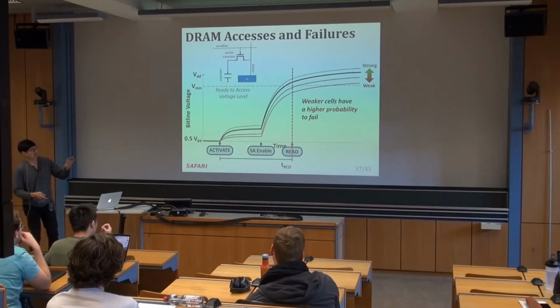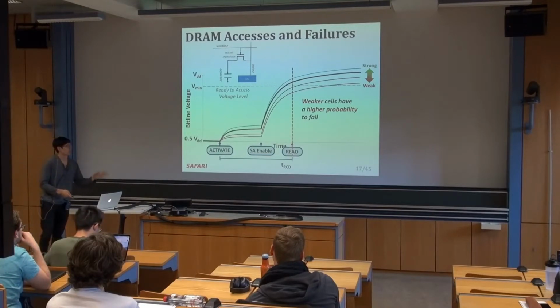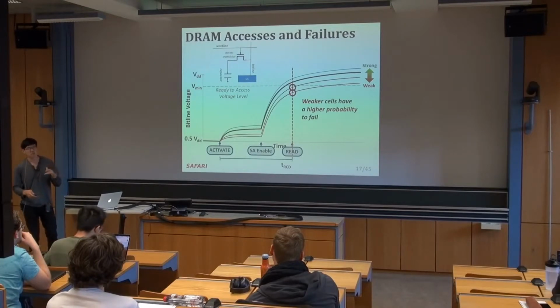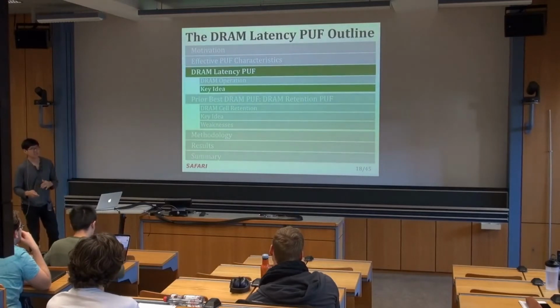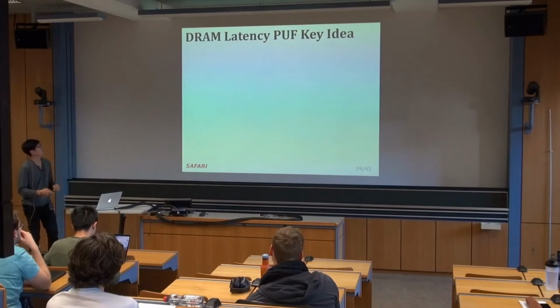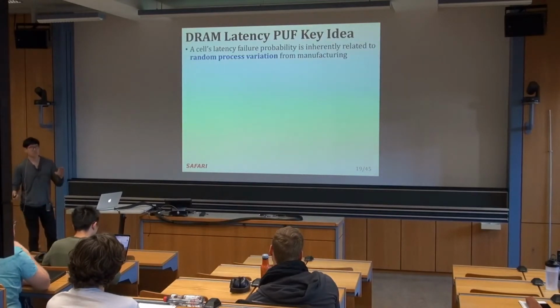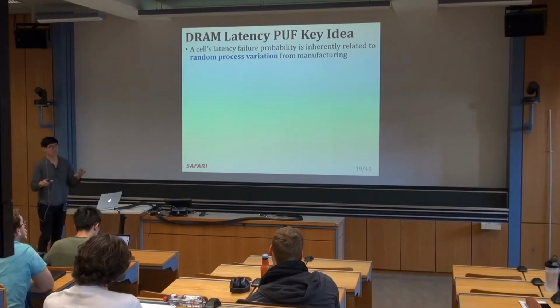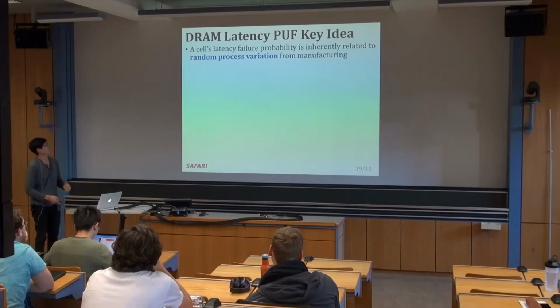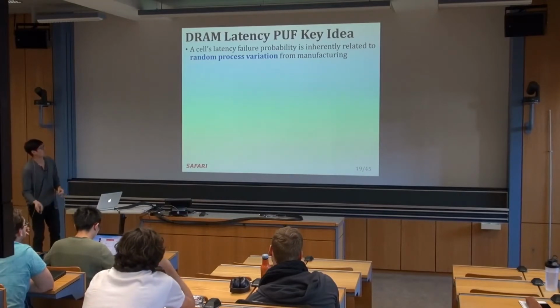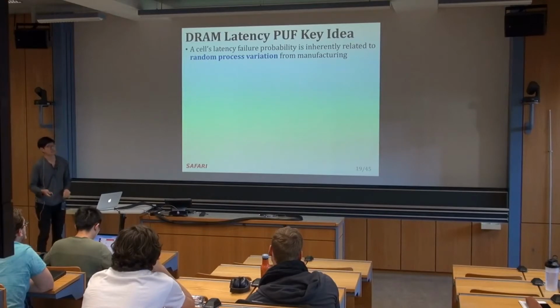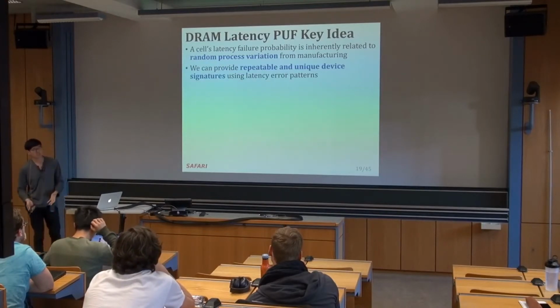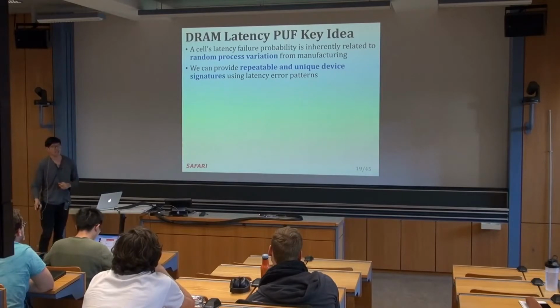Some of these cells are being read when they are actually below Vmin, and so they have a probability of failure. And the lower you read below Vmin, the higher your probability is to fail for a given cell. So the key idea uses these mechanisms. The key idea of the DRAM latency PUF is to reduce tRCD and then access a region of DRAM to create a unique identifier using the error patterns that were generated. And so a cell's latency failure probability is inherently related to random process variation from manufacturing. And we can provide repeatable and unique device signatures using these latency error patterns.